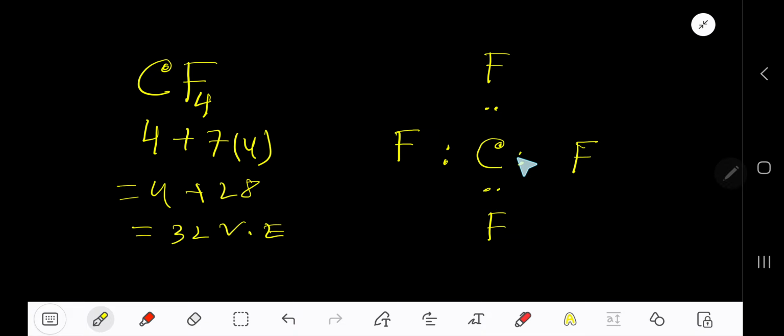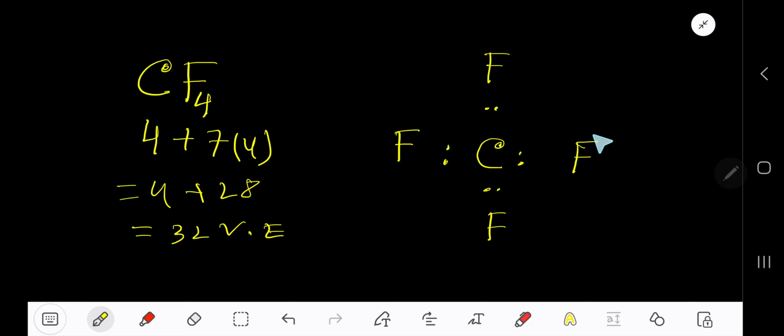Now we have to satisfy the octet of the outer atoms. The central atom is carbon because it is least electronegative, plus it has the highest capacity of making bonds. Every fluorine can form one bond, but this carbon can form 4 bonds. However, now satisfy the octet of the outer atoms.